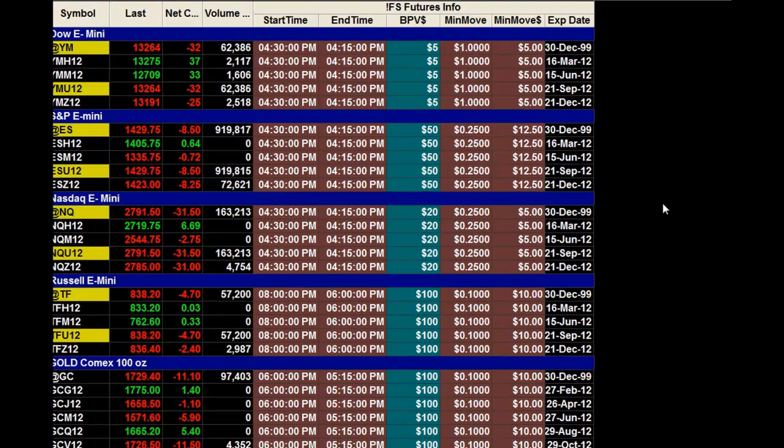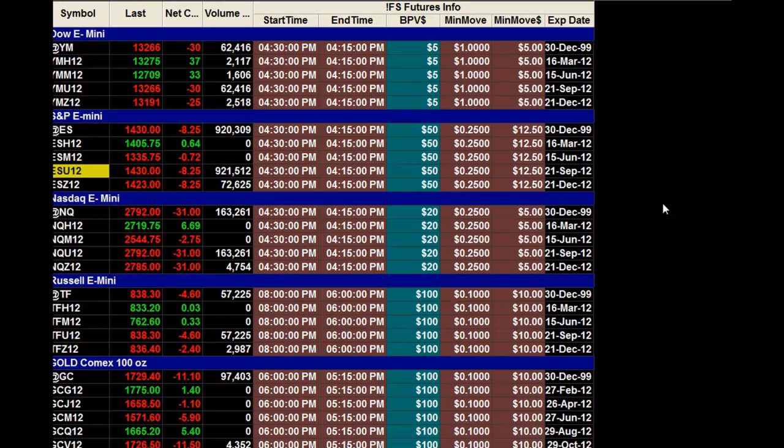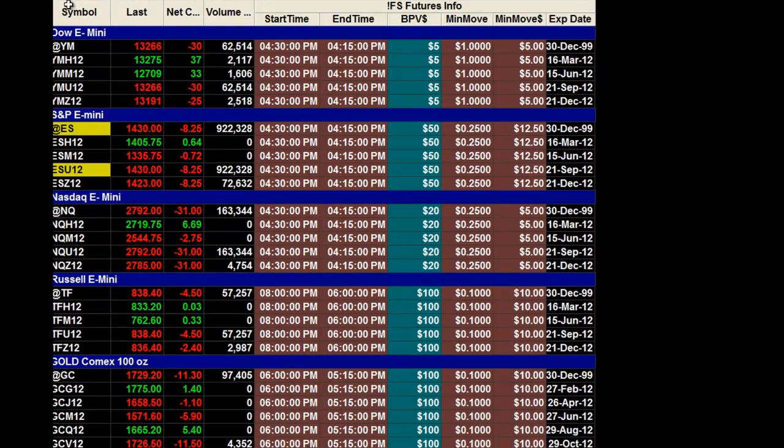So remember, when you're trading multiple futures contracts and symbols in different markets, you need to know exactly what you're trading, what's the minimum tick value, how much that tick value is worth, how much is in a point.